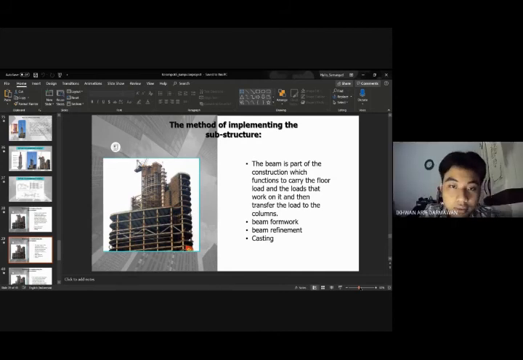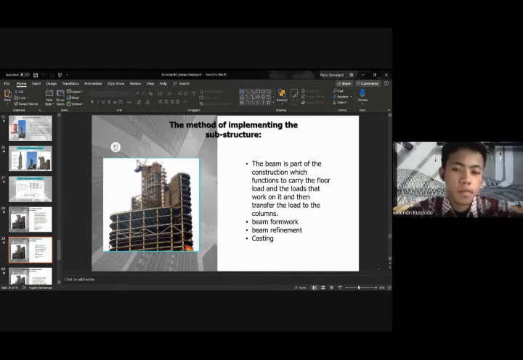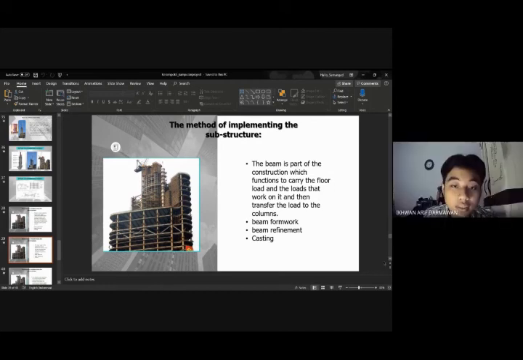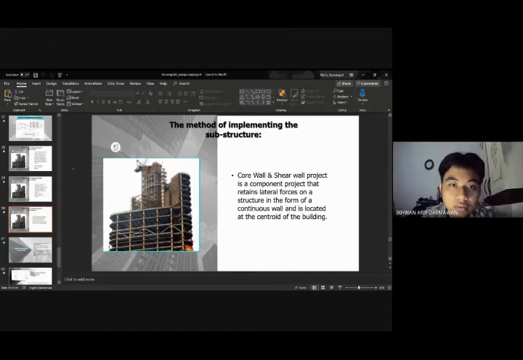The method of implementing the substructure. The beam is part of the construction which functions to carry the floor load and the loads that work on it and then transfer the load to the columns. The method of implementing the substructure: the core wall is a component that retains lateral force on a structure in the form of a continuous wall and is located at the centroid of the building.